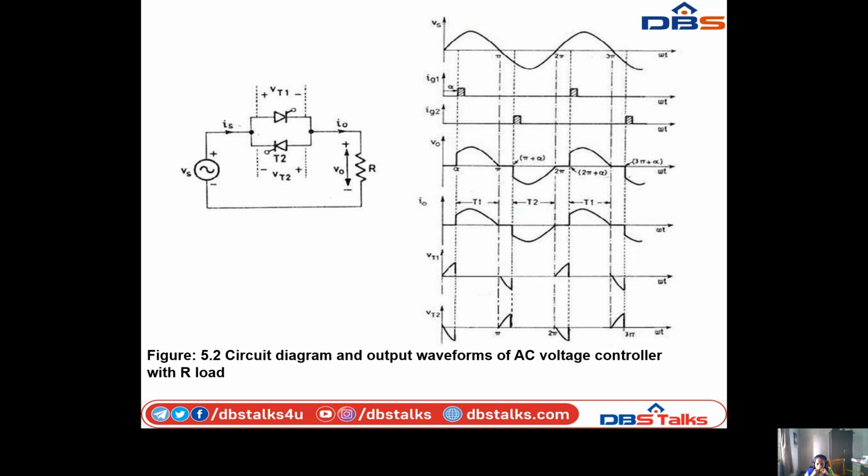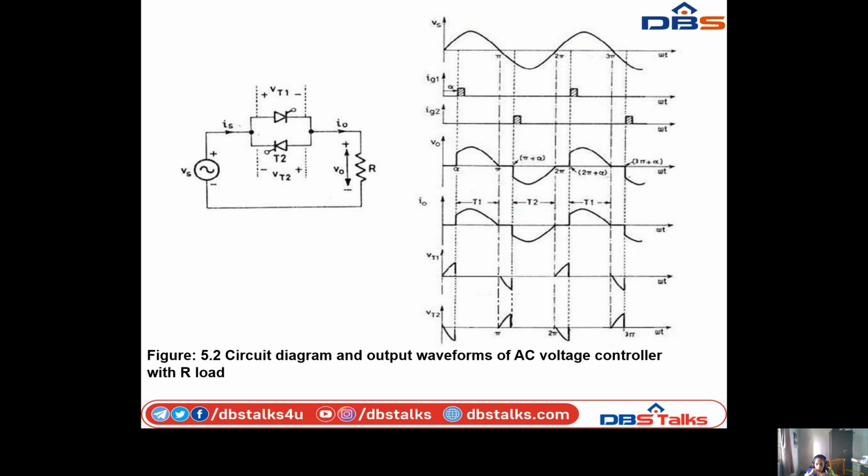When you come to the output current I naught, the output current is not in continuous mode. Why? Because we are using a resistive load. So for I naught, from alpha to pi T1 will be conducting and from pi plus alpha to 2 pi T2 will be conducting. Again this will repeat, and after that from 2 pi plus alpha to 3 pi T1 will be conducting. So this cycle will be repeating.